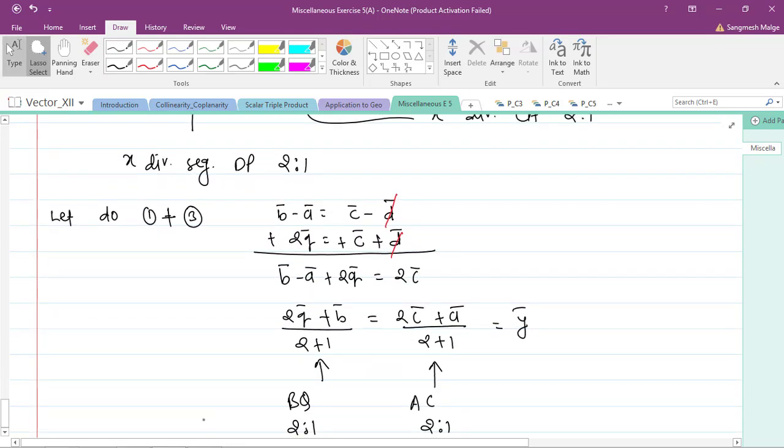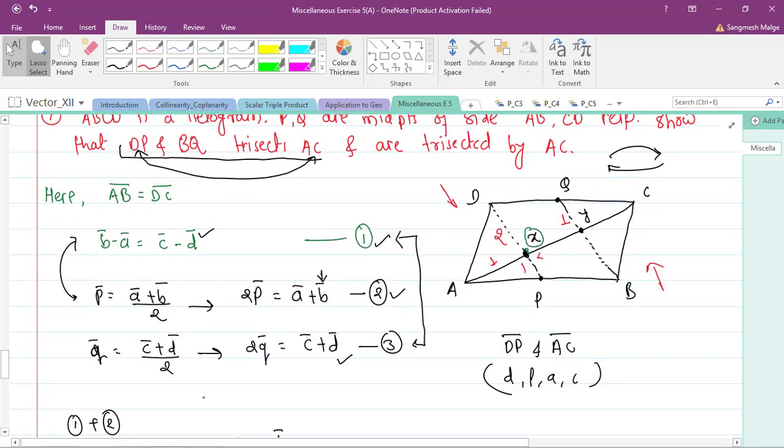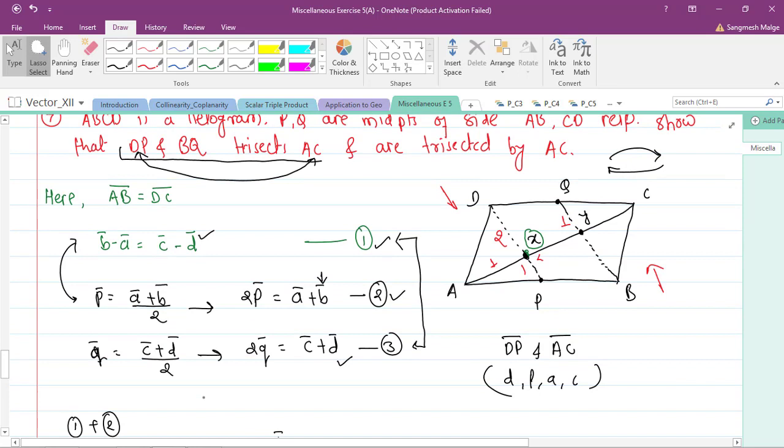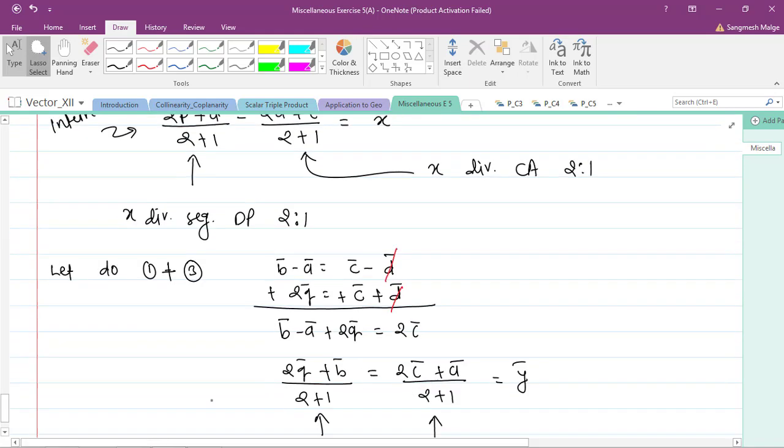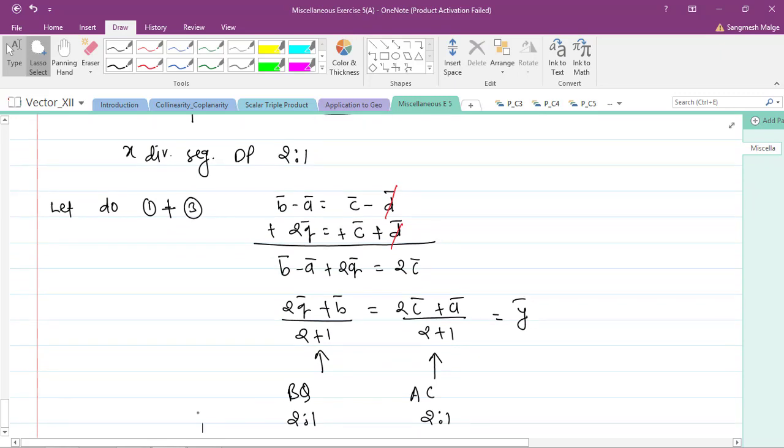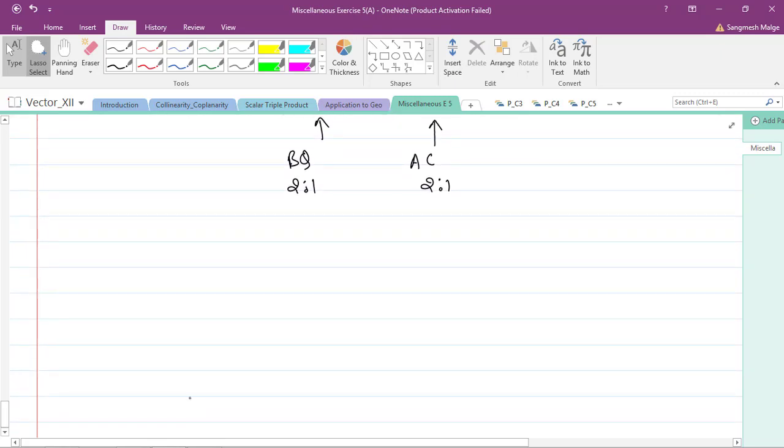So what conclusion can you make here? Here the points x and y are the same for the line vectors dp and ac as well as bq and ac respectively. That's why these are the trisection points. Okay, good. Now let's see the next one, question number 8. It was a really nice question.